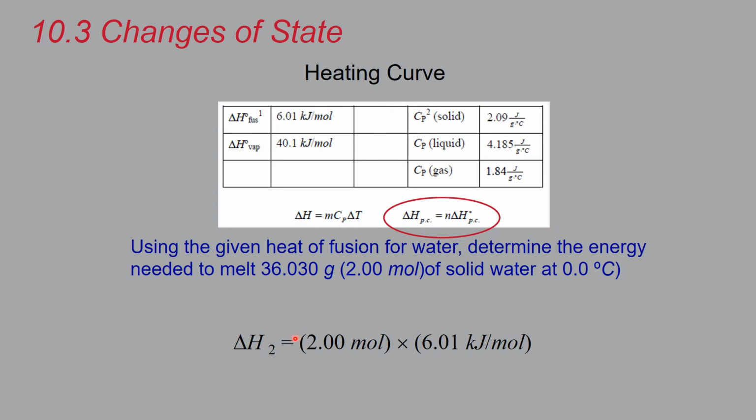I've got 2 moles of water. The enthalpy of fusion is 6.01 kilojoules per mole, which means that to melt that water at 0 degrees Celsius is going to require 12.02 kilojoules of heat. And now we've done everything at least once. So now what we have is water at 0 degrees Celsius.